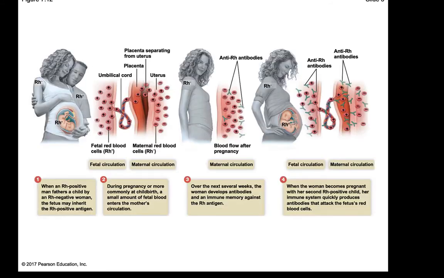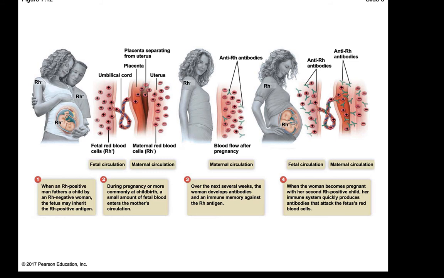And the most common example of this is Rh incompatibility during pregnancy. So let's take a look at this. Here, let's look at the situation. The father's Rh positive, the mother's Rh negative, and now the developing fetus is Rh positive. Now, the first pregnancy is not an issue because at this time, the mom does not have anti-Rh.